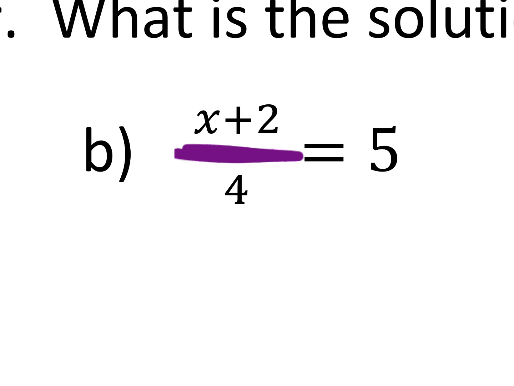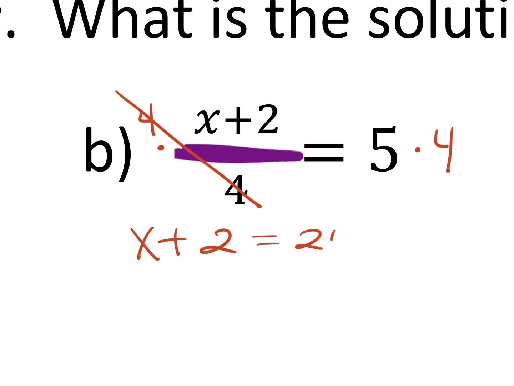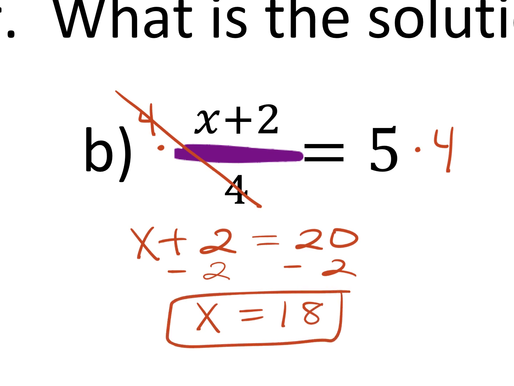What'd you do first? CK, what'd you do first? 4 times 4 there, and 5 times. Yes, multiply by 4 first, right? You're going to multiply by that denominator. That will go away. You get x plus 2 equals 20. Richie, what'd you do next? Subtracted 2. So take away 2. You get x equals 18. We all get that? Good.